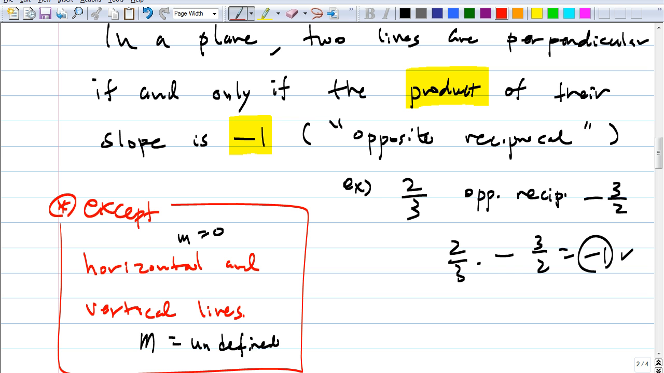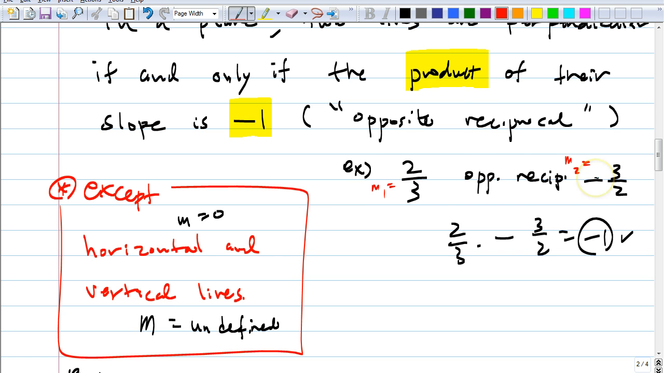For example, if the slope of one line, which we call m sub 1, is equal to 2/3, and m sub 2 equals negative 3 over 2, when you multiply them together, you get negative 1. Therefore, the two lines with slopes of 2/3 and negative 3 over 2 must be perpendicular. I'll wait for you guys to write it down. By the way, what do you think m sub 1 and m sub 2 represent?